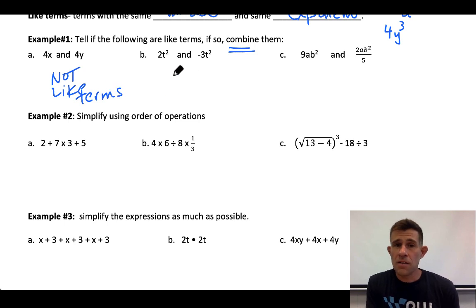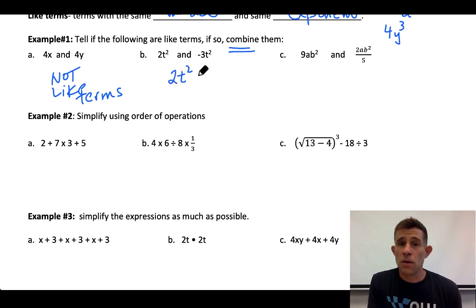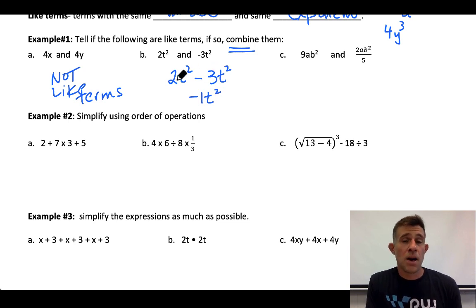All right, our next couple, we have 2t squared and a negative 3t squared. Same variable, same exponent, we can combine them. So because I have 2t squareds and then I have a negative 3t squared, I have a total of negative 1t squared. Now notice we're just combining their coefficients or the numbers that are in front of the variables. We're actually not combining the variables in their exponents.